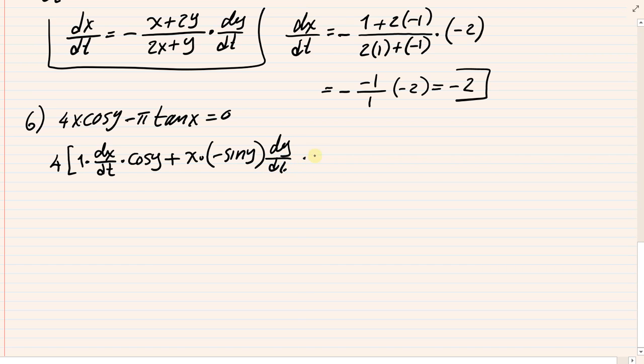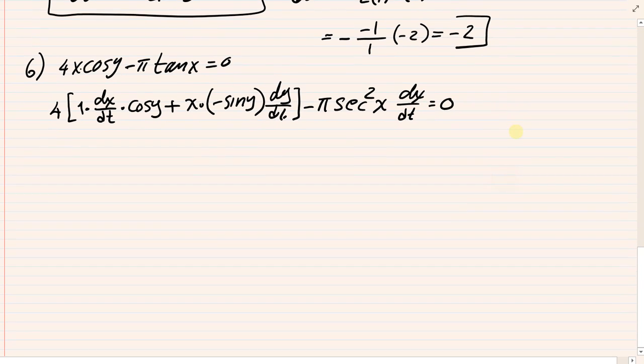And then minus pi, let me close that bracket. Okay. And then negative pi, that's a constant. So we can do a constant multiple, and derivative of tangent is going to be what? Secant squared, right? Secant squared x, and then we have dx dt. Derivative, of course, constant 0 is 0.